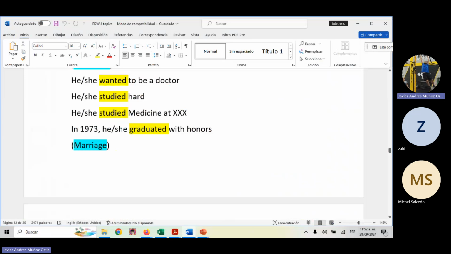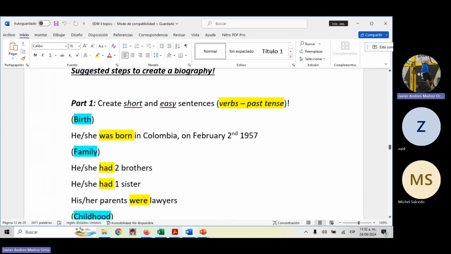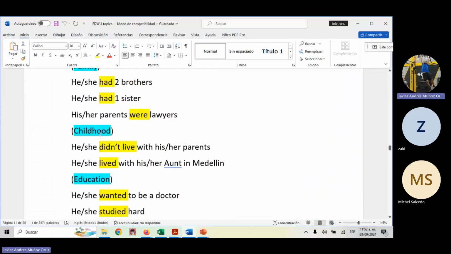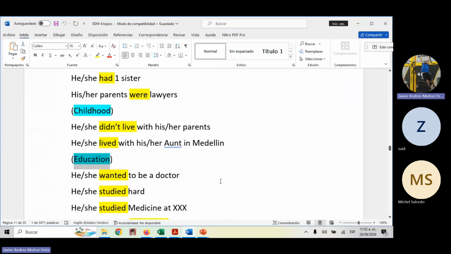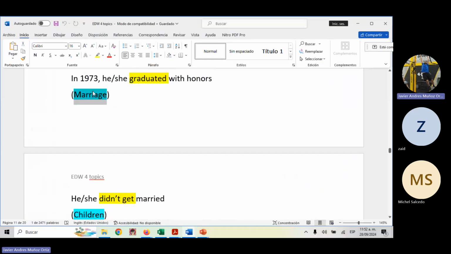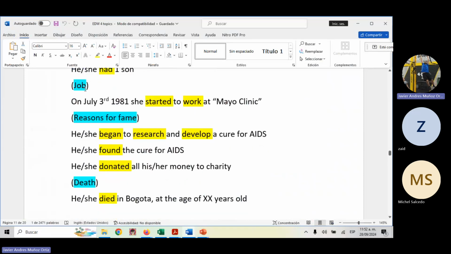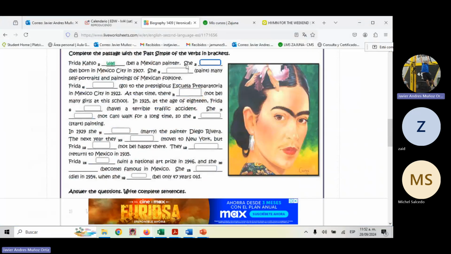So, in this case, we talked about her birth, her childhood, her education, her marriage, her job, her reasons to be famous, and her death. The order is pretty much the same. It's not exactly the same, but it's pretty much. So this is an example of a biography we are going to present in the forum.